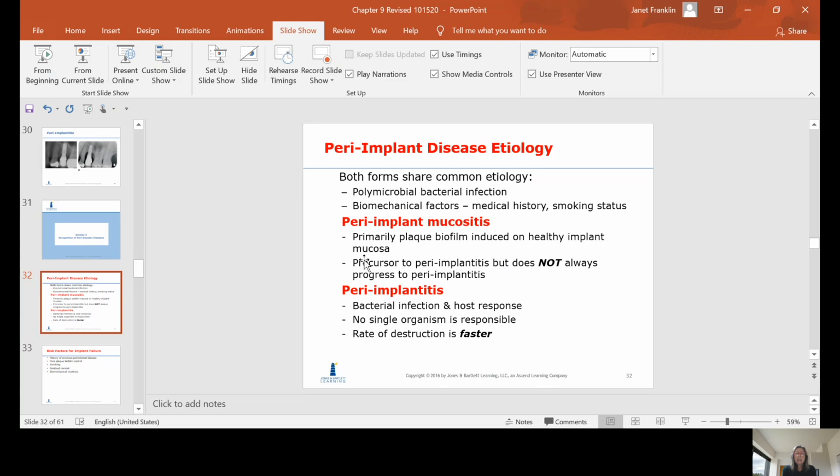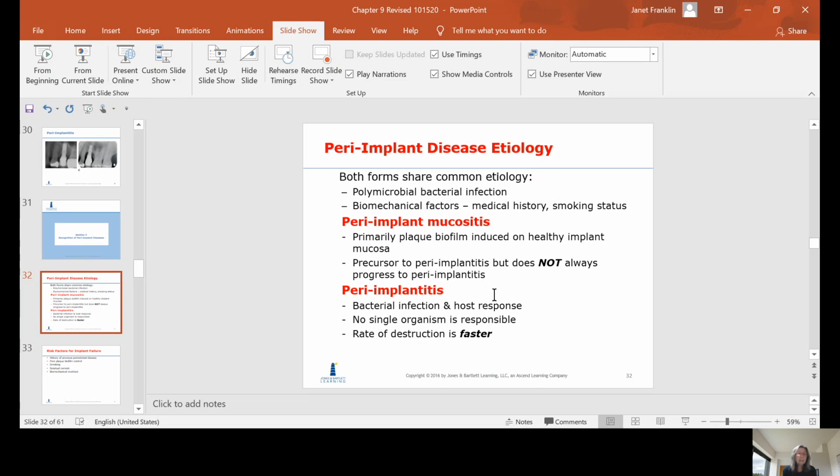So peri-implant disease etiology. So what causes it? Bacterial infection. So it's plaque biofilm bacteria induced. Or there could be some biomechanical factors contributing, such as their medical history. The patient's diabetic. The patient smokes. So those things will increase the possibility of peri-implant diseases. Mucositis is primarily plaque biofilm induced on a healthy implant, and it's a precursor to peri-implantitis, but does not always lead to peri-implantitis. So if you catch it early, you can reverse it.